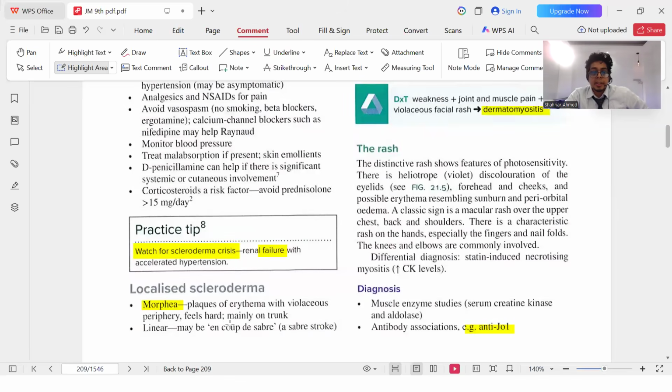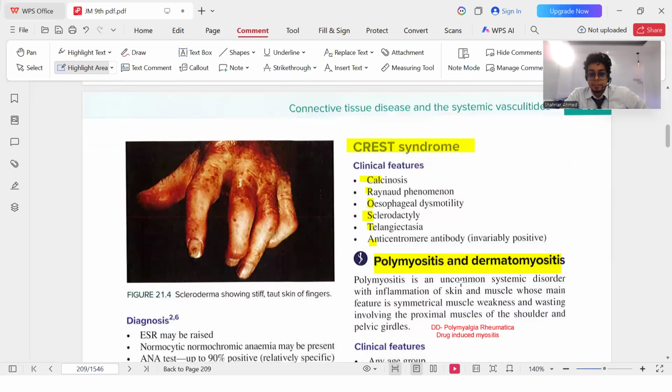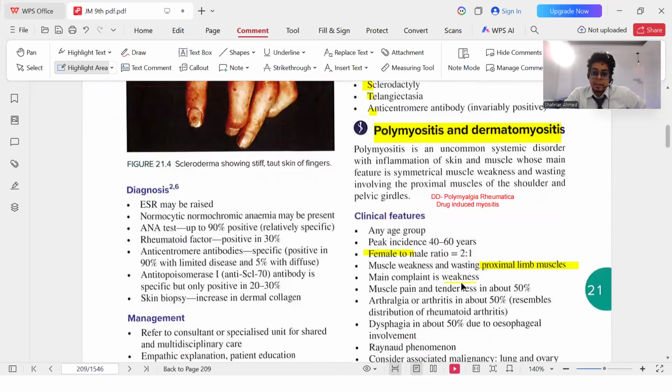Yeah, someone said this line, morphea. Well done, my dear. Well done. Okay.